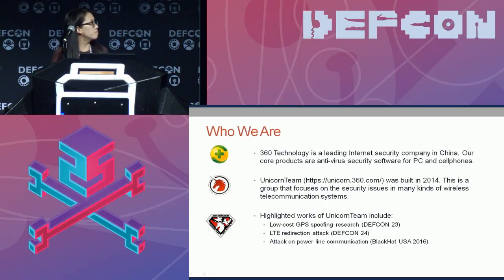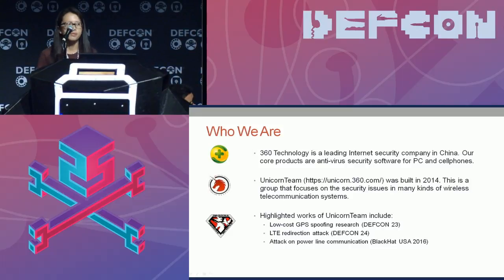So let me firstly give a brief self-introduction. We come from 360 Technology. 360 is a leading internet security company in China, like McAfee and Symantec. Our core products are antivirus security software for personal computers and cell phones.